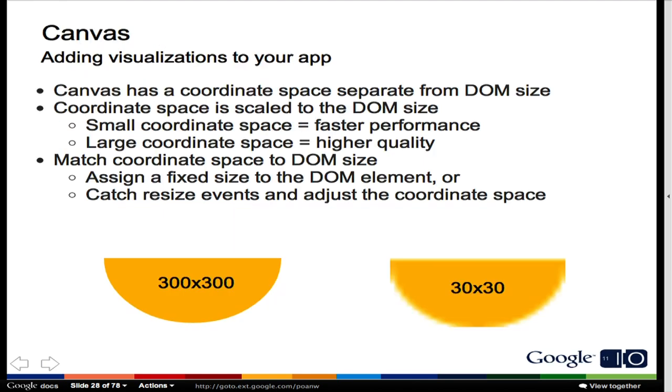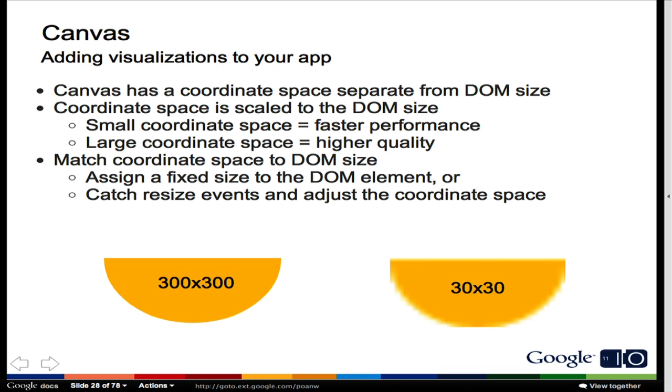So getting back to the coordinate space, what does it really mean? At the bottom of the screen, you can see what happens if we draw into a 300 by 300 DOM. That's the size of the canvas in our demo. You can see what happens if we use a 300 by 300 coordinate space versus 30 by 30. Obviously, the higher coordinate space is better. But it comes at a cost. A large coordinate space is going to be higher quality, but it's slower to render.